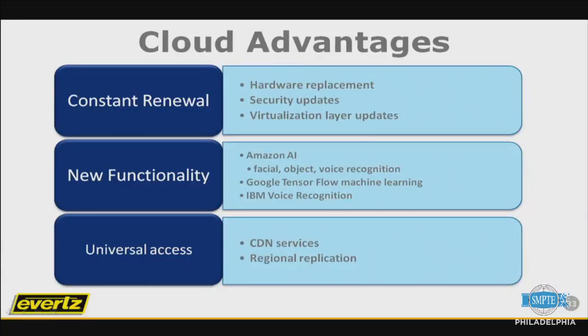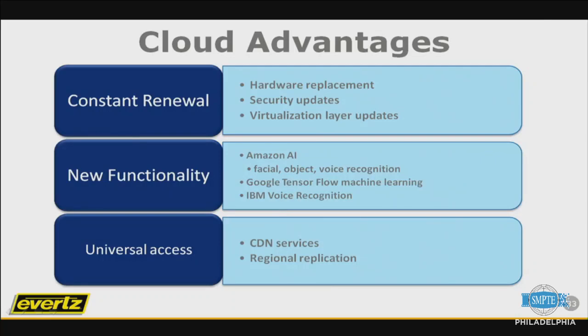There's new functionality available in the cloud. How many of you are experts in AI? Yeah, me either. There's lots of really bright people working for companies like Google and Amazon and IBM, and they make great artificial intelligence stuff. Guess what? It's in the cloud. It's available to be used. So moving to the cloud gives you new things you can do. Facial recognition, object recognition, voice recognition, all those things.